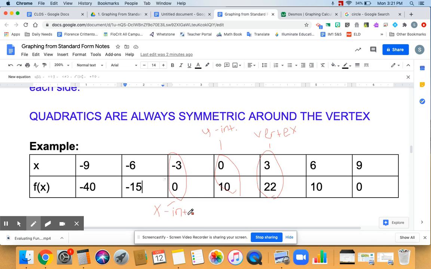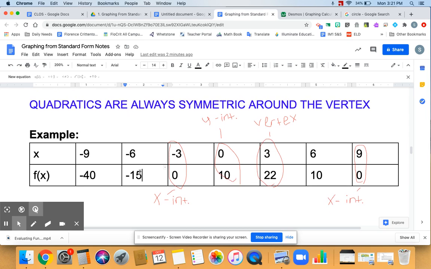But remember, there's always two x-intercepts. So if I keep looking, here's y being 10, 22, 10, and here's 0 again. Because it's symmetric, it's always going to go back and hit 0 again, which is why you always have two x-intercepts. And so that's how you find them all in a table.